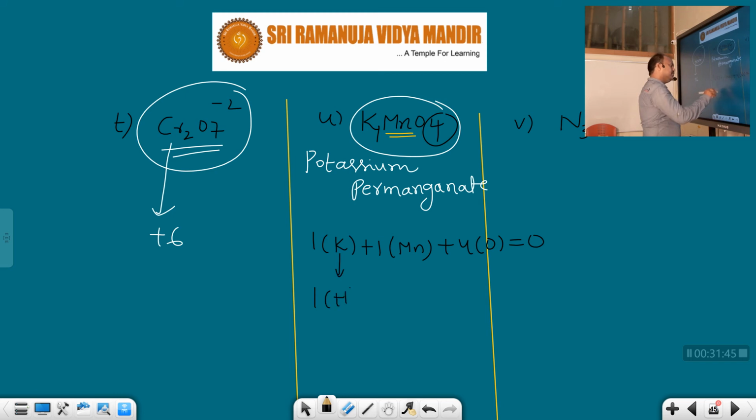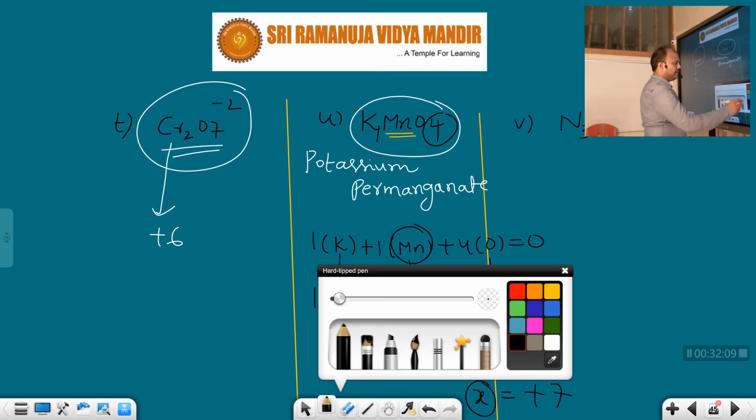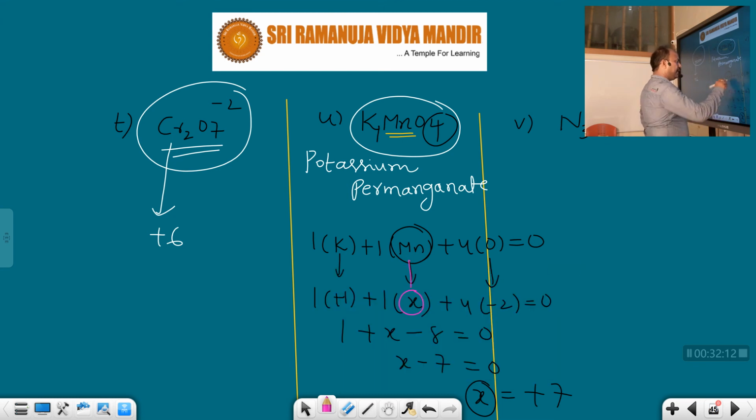Potassium we know oxidation number plus 1. Manganese we have to find, say X. Oxygen generally exhibits oxidation number minus 2, so 4 times minus 2 is equal to 0 in total. So 1 plus X minus 8 is equal to 0. That means X minus 7 is equal to 0, that is X is equal to plus 7. X means what? We considered manganese. So the oxidation number of manganese is plus 7 in potassium permanganate. KMnO4 compound name is potassium permanganate.